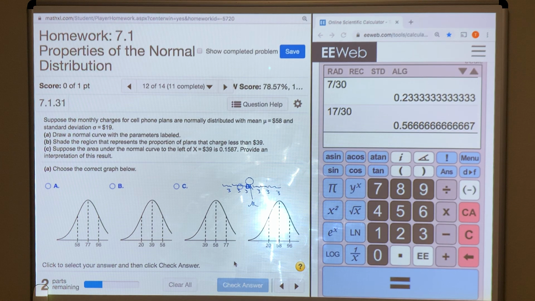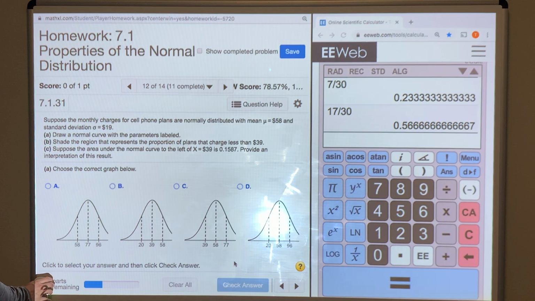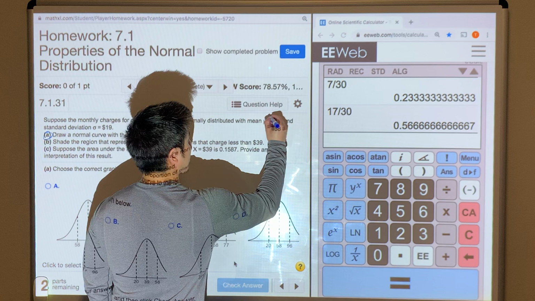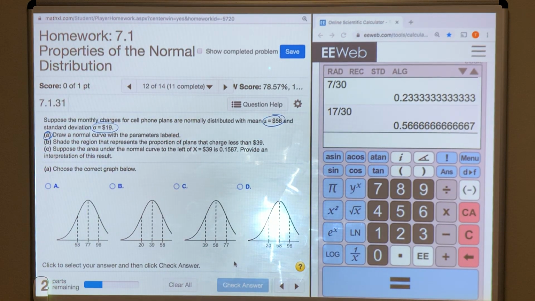Okay, suppose the monthly charges for a cell phone plan are normally distributed with a mean of 58 and standard deviation of 19. Draw a normal curve with the parameters labeled. Okay, so that's part A. Let's just do one part at a time. If we know that the mean is 58 and the standard deviation is 19, in other words, the spacing between each standard deviation is 19 units up or down, then we should easily be able to pick out the correct answer here. So what am I going to do here?